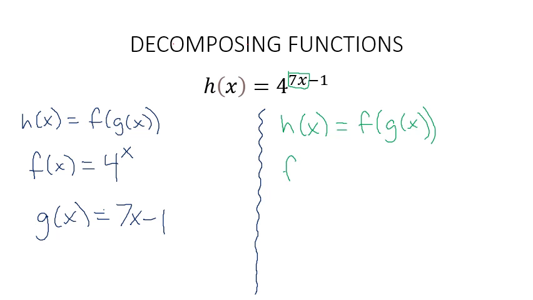my outside function is 4 to the power of box minus 1. Which is a little bit weird, but it's a perfectly valid way of describing this function. G of x is whatever was inside that box, so 7x. And then I can go back and I can replace this box with an x.